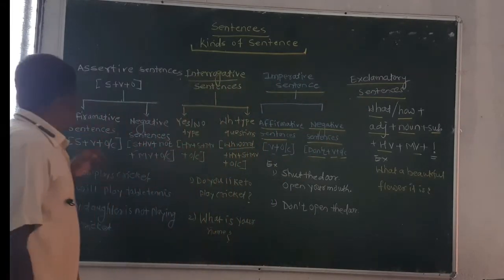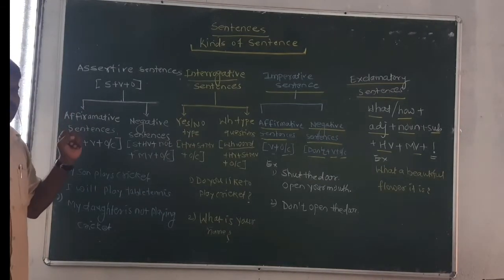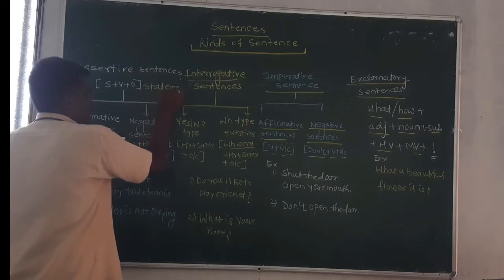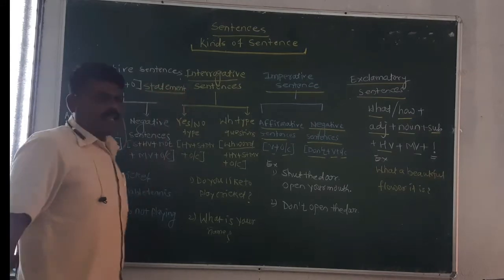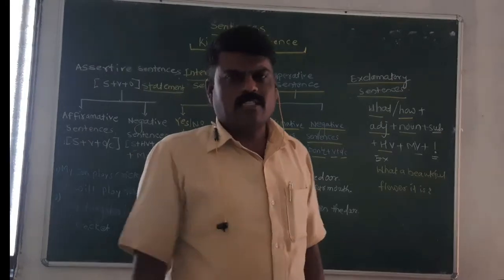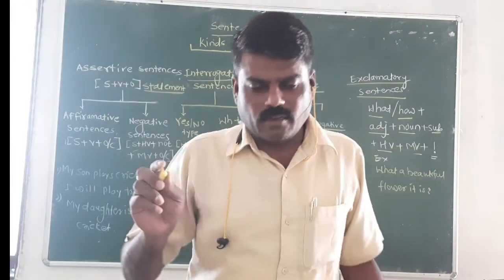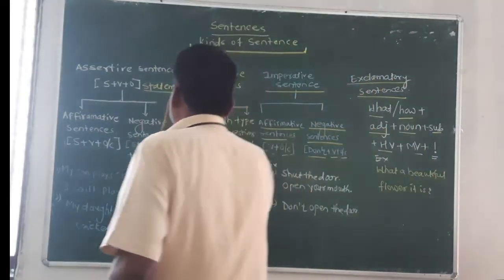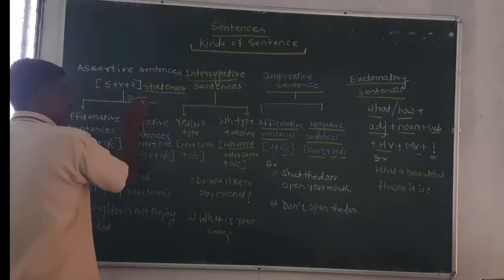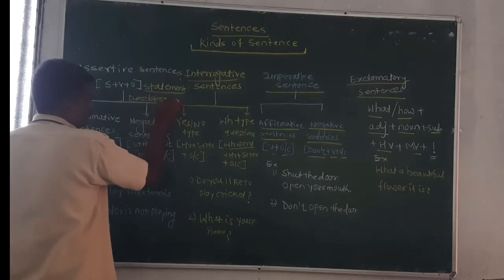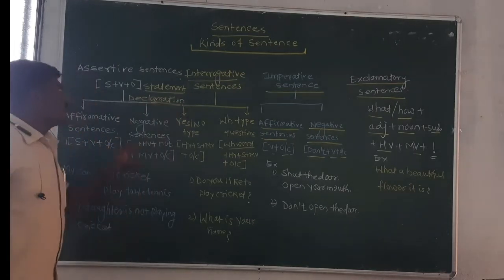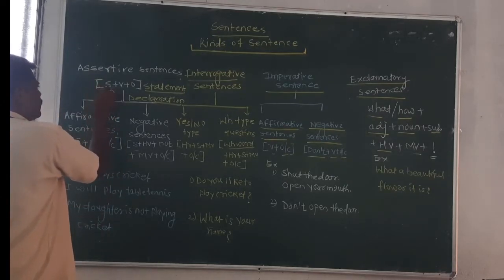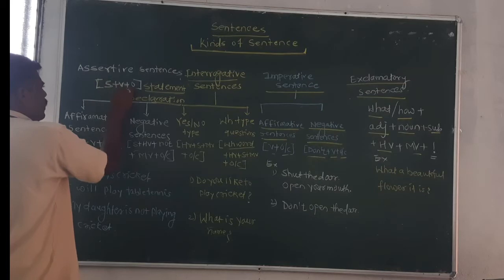So what is an assertive sentence? An assertive sentence means a statement. Any sentence which is a statement or a declaration is an assertive sentence. And the structure of that is subject plus verb plus object.